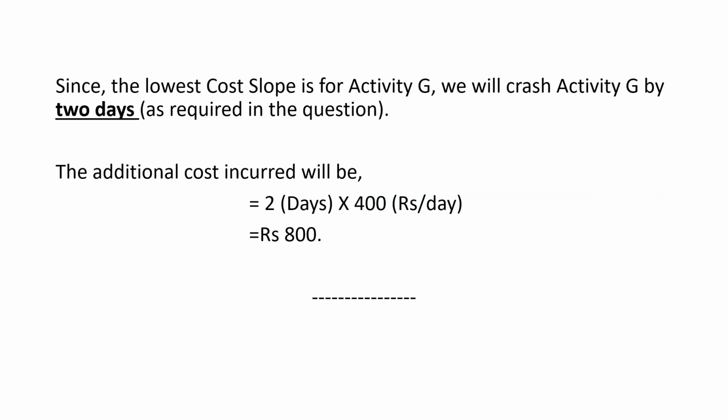Okay, now the question says that we have to crash the project duration by 2 days, and hence we will be crashing the activity G by 2 days. Now what is the additional cost that we will be incurring? The additional cost will be 2 days into the cost per day, which we have found out from the cost slope, which is rupees 400 per day, right? So the additional cost incurred will be rupees 800, right? And now the project completion time has reduced from 30 days to 28 days with the additional resources, that is an additional amount of rupees 800.